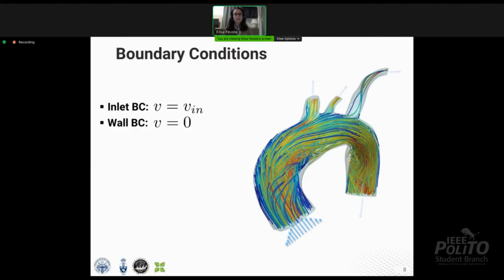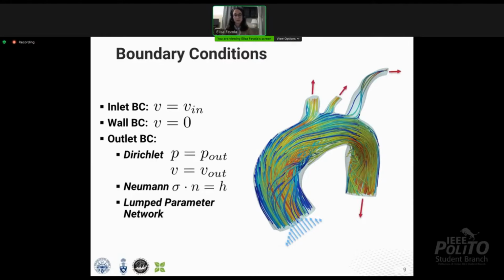And then we have to set the outlet boundary conditions. And here we have different possibilities. Either we can fix the pressure or the velocity at the outlet, and it is called Dirichlet boundary condition. So we prescribe a certain value of pressure or velocity, or we can impose what is called the Neumann boundary condition, where we impose a certain value for the stress. And this is equivalent to modeling the discharge of blood into a reservoir.